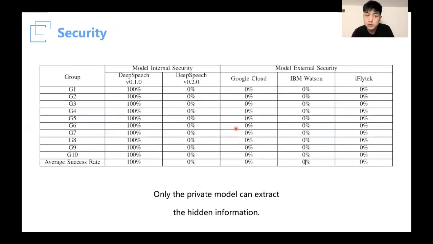And then the last indicator is security. According to the result, the DeepSpeech 0.1.0 version is the model that we choose as our private model, which we use to train our generated audios. The 4 other models are different versions, such as the Interspeech 0.10 version. So we can say only the private model can extract the hidden information, and other models cannot extract the information we hide into the audios. So the security is very high. Only the model we have privately can extract the information.